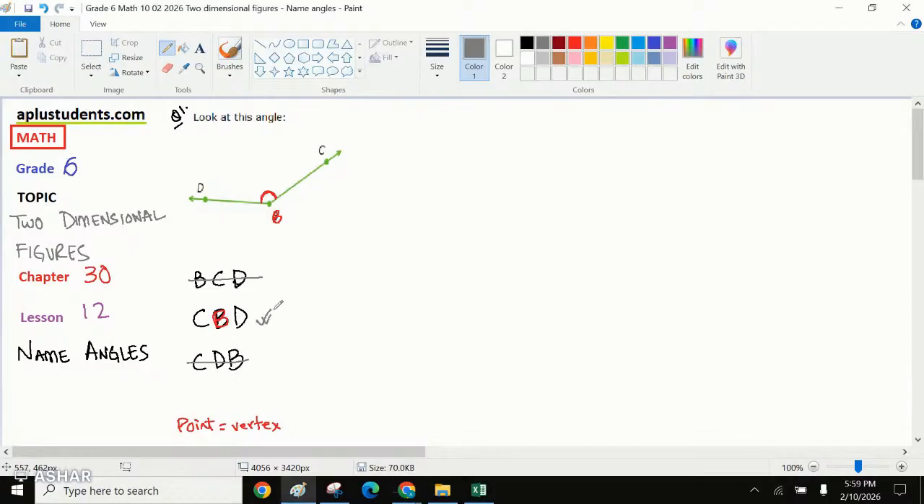Sometimes the same thing can also be written as C, B, and D with a small cap on B, the middle value. So we just need to define which angle we are trying to find. The point that we are trying to find, the angle B, would always come in the middle. Do we agree?